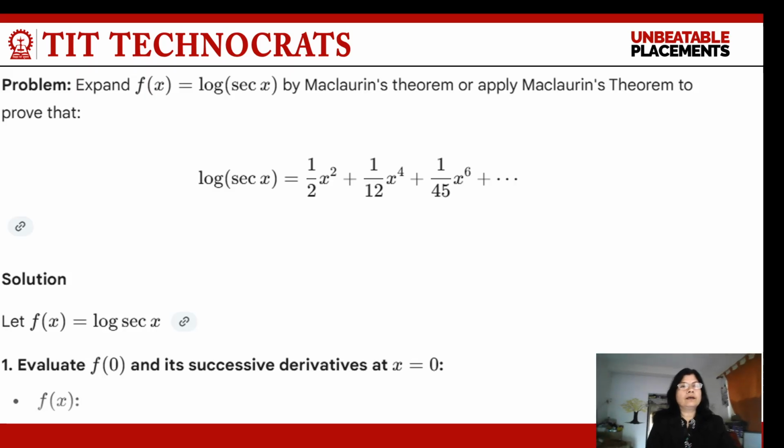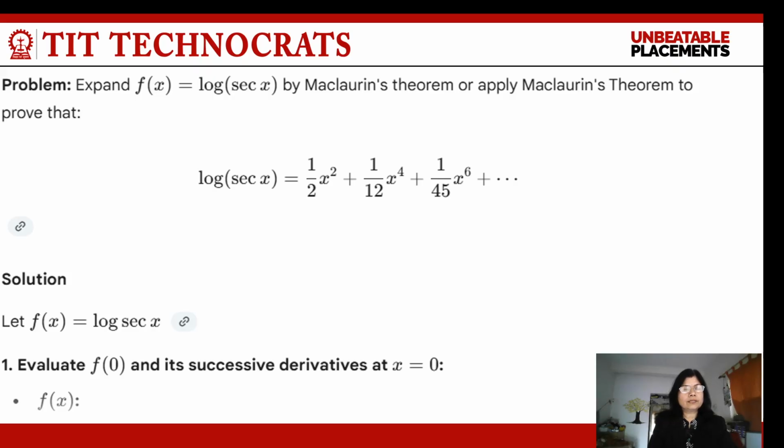So now we take a problem. Expand f of x is equal to log sec x by Maclaurin theorem, or apply Maclaurin's theorem to prove that log sec x is equal to 1 by 2 into x square plus 1 by 12 into x to the power 4 plus 1 by 45 x to the power 6 plus, and so on. So the solution is, let f of x is equal to log sec x. It is given in the problem.